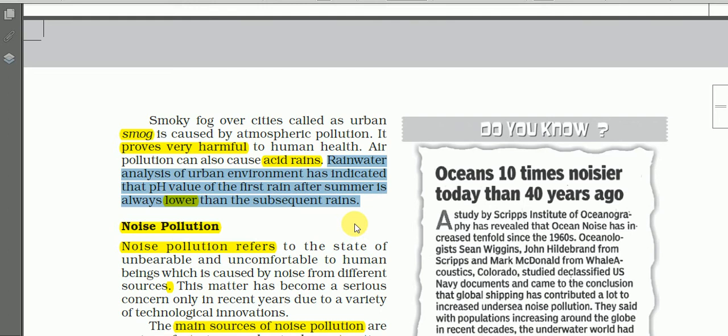But for the acid rain, actually, the criterion is 5.2. The pH value is 5.2 or lower. So the pH value of the first rain in the big cities in summer is always lower, meaning acidic, than the subsequent rains. So this is about the environmental effects of the air pollution.